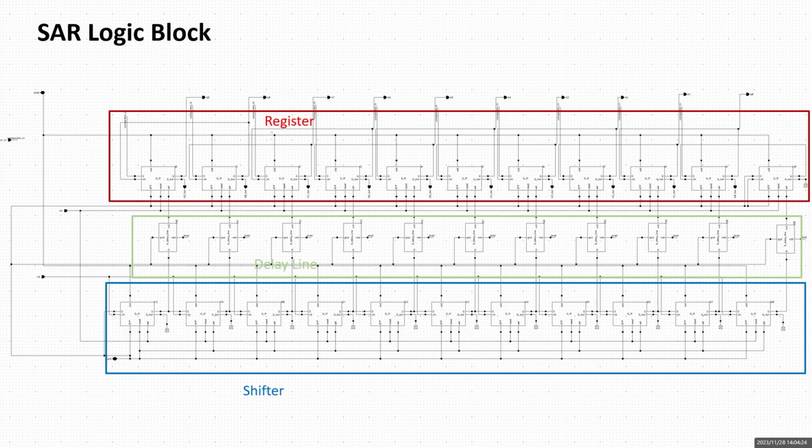The SAR logic would repeat this process 10 times and output the results. Then the reset signal, which is the RST signal, would be set to 1 again to initialize all values.